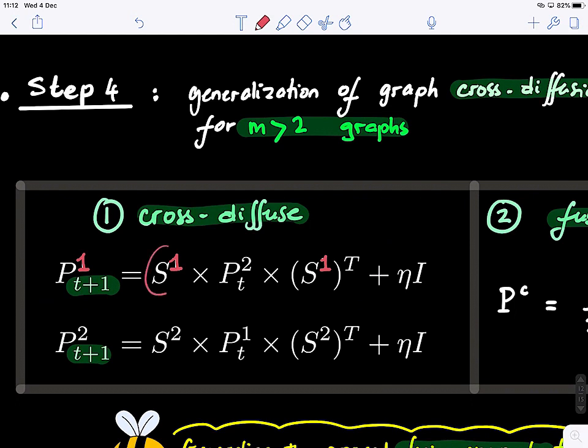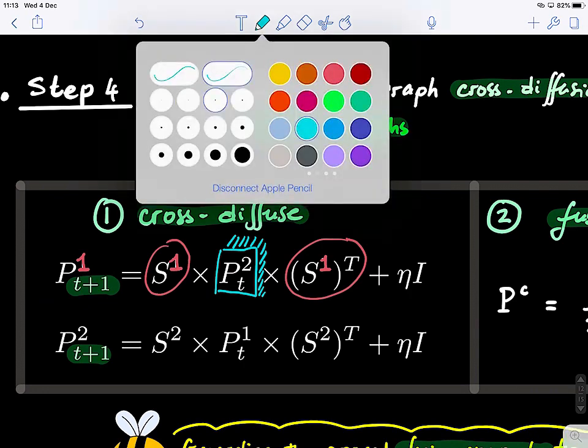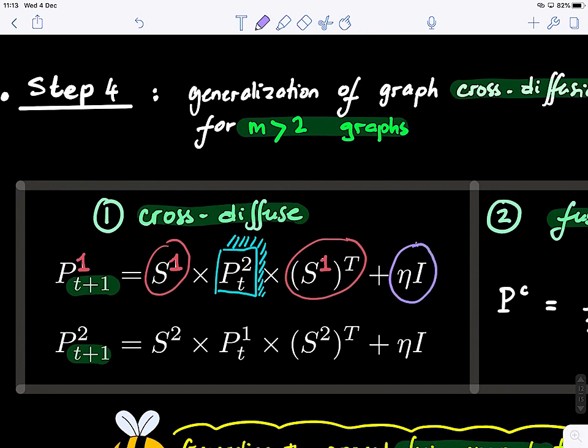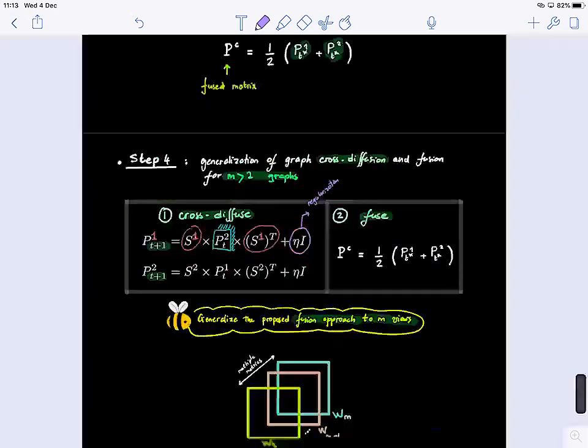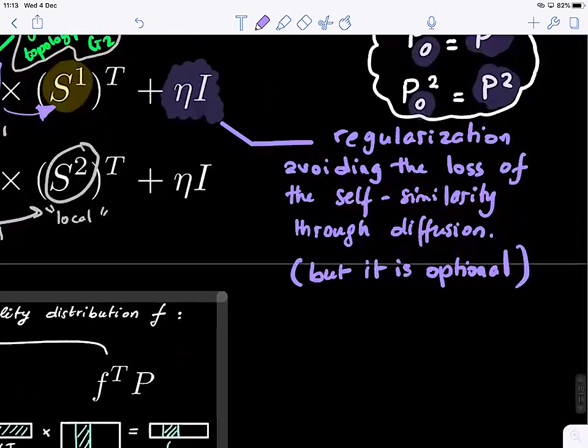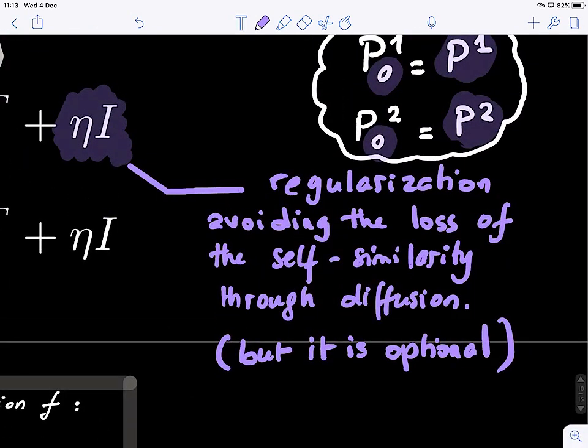This is why the S here is very important, right? But at the same time, I look at the other graph, its global structure, and I'm trying to modify my local structure by taking information from the global structure of the other graph, right? This is the basic idea, and actually I haven't explained this, but like in the self-diffusion process, this is for regularization, avoiding the loss of self-similarity through the diffusion, okay? But it is optional. You can always remove it.